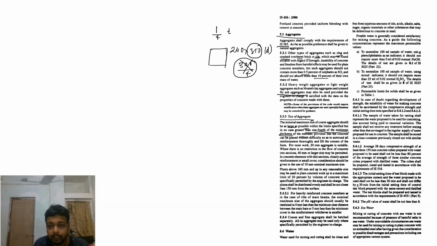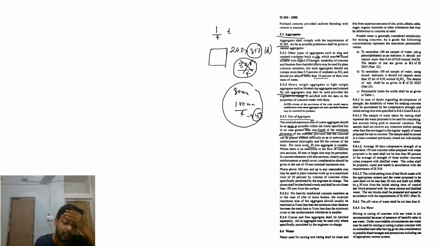But for most work, 20 mm aggregate is suitable. Sometimes we use a slab thickness of 80 mm or 100 mm. In that case 1/4 means 25 mm, so you should use not more than 25. That is why they are talking about the 1/4 thickness. That is mostly applicable for small lintels and small slabs. But for most work we use 20 mm aggregate. Where there is no restriction on flow of concrete, 40 mm can also be used. But there is one provision: suppose the thickness is very small, then you should use a 10 mm maximum size.